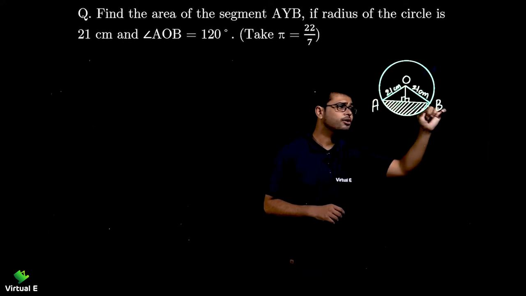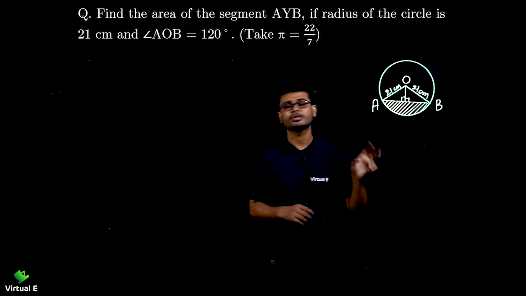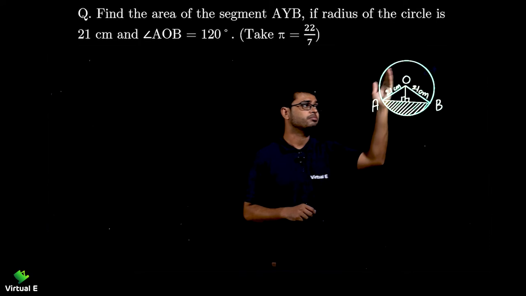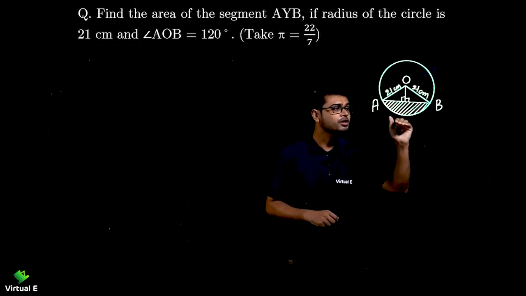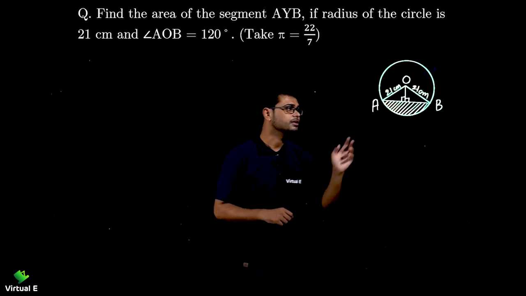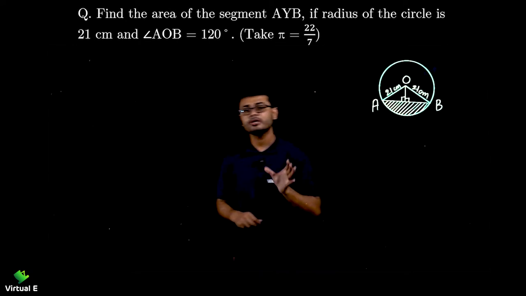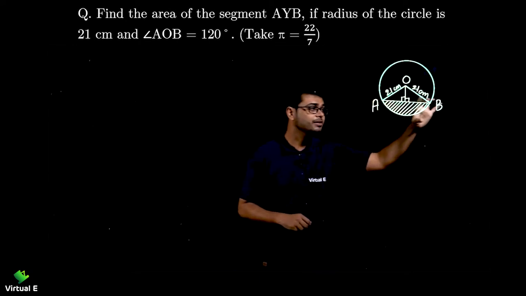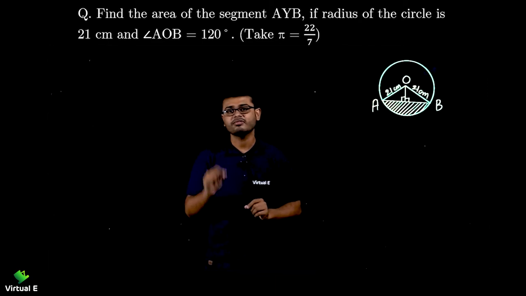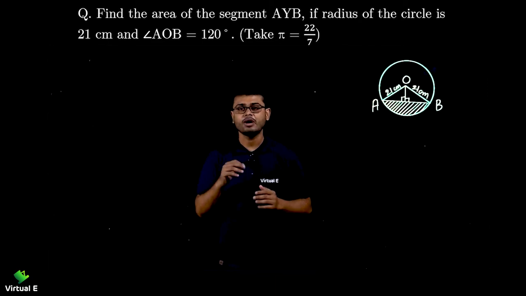So when we draw the chord, we get that the circle is divided into two segments: the major segment, the bigger one, and the smaller one, which is the minor segment. Done? Now we are going to find the area of this segment with the help of the area of sector formula. How can we do that?